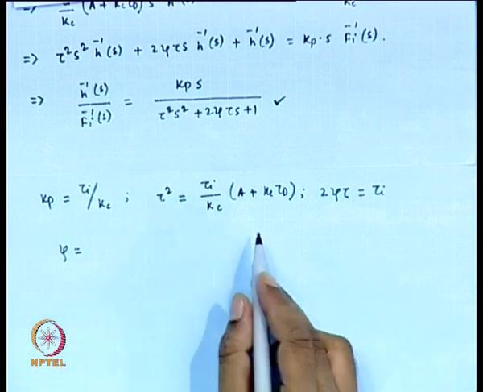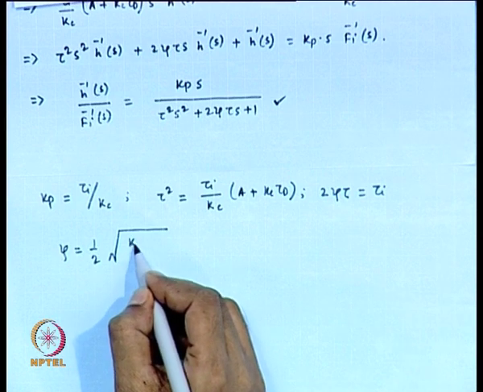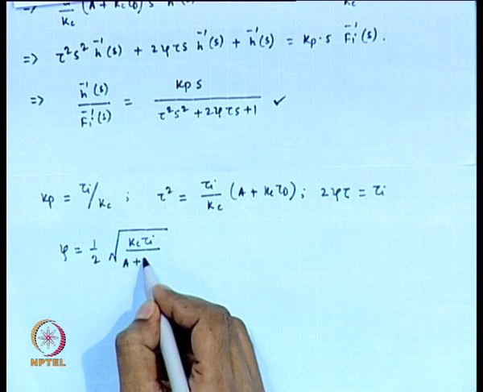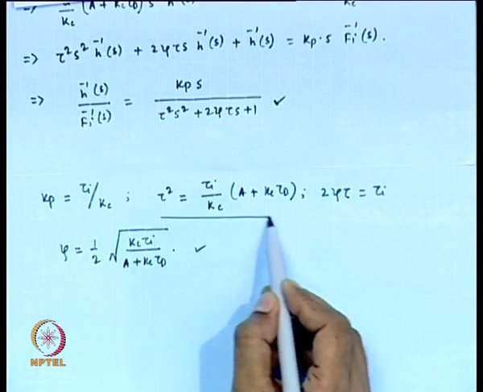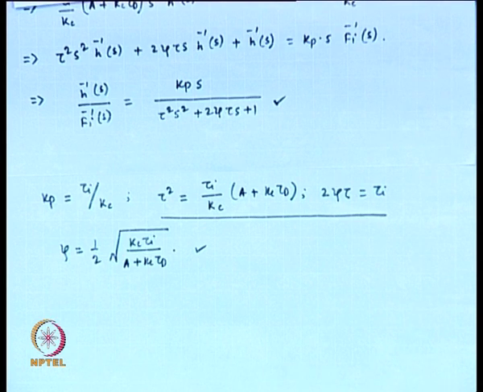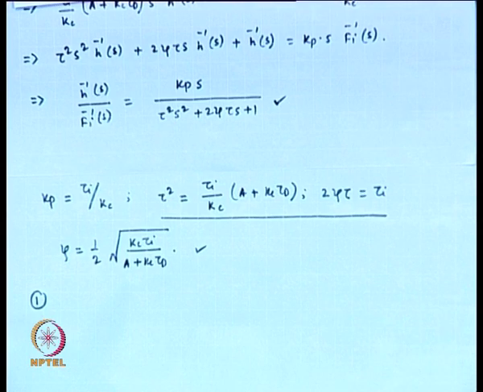So, from these equations we obtain zeta equals half root over of Kc tau I divided by A plus Kc tau d. Fine, this expression for zeta we obtain from these two forms. Now, we want to conclude. So, our first conclusion is that by employing a controller around a first order system, we obtain overall second order response. This is our first conclusion. By employing a controller around a first order system, we obtain overall second order system.